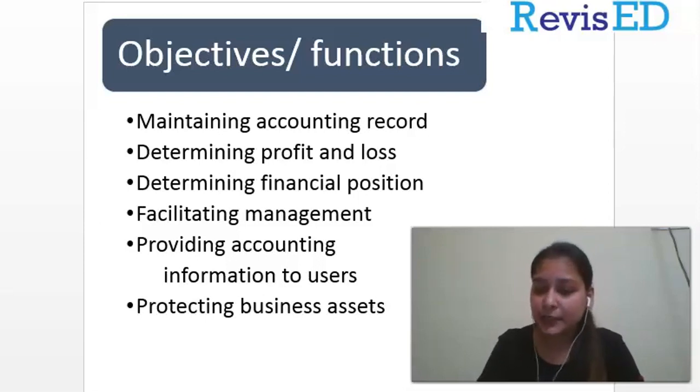Facilitating management. Yes, it helps management in taking decisions. It helps management in finding out why we are incurring losses, and what the reasons may be for less profit and so on. Then providing accounting information to users. There are various users for accounting. Investors are there, government is there, public is there. So we communicate with them, we provide them accounting information.